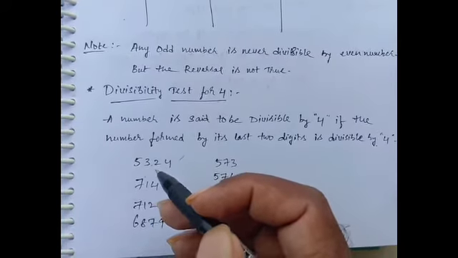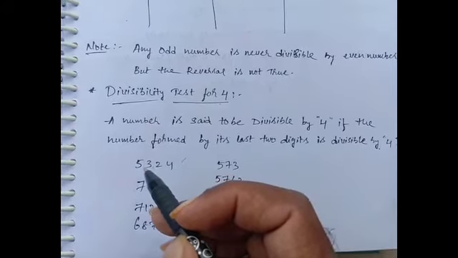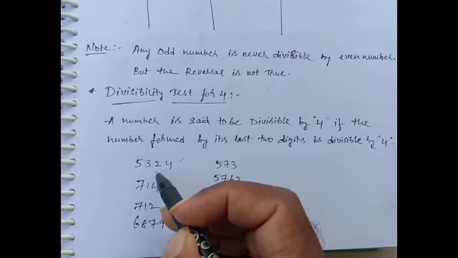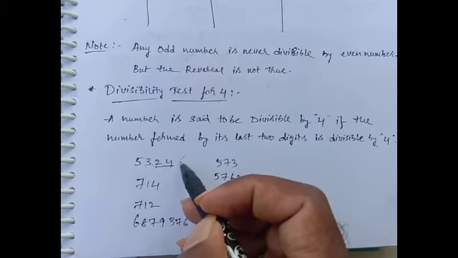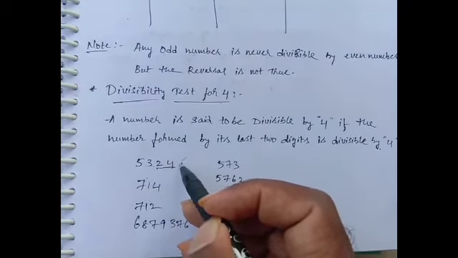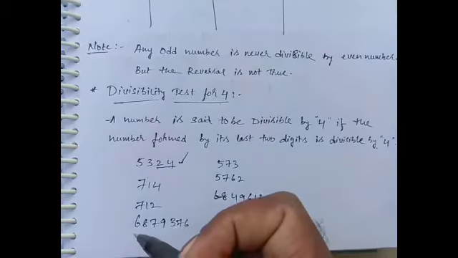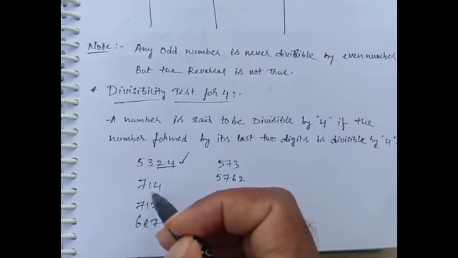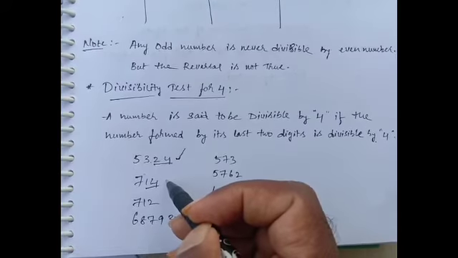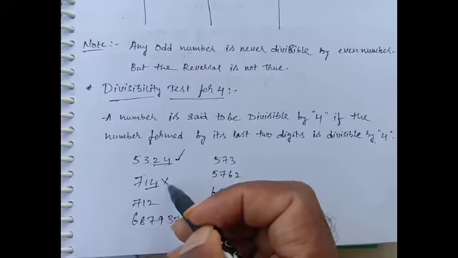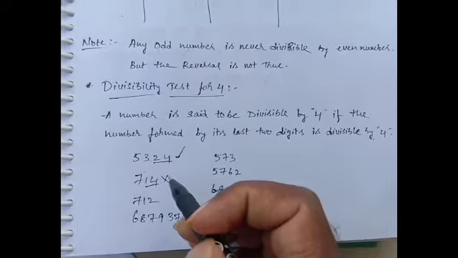The number 5324. In the number 5324, the last two digits are 24. The 24 is divisible by 4. Hence we can say the number 5324 is divisible by 4. The next number is 714. The last two digits of this number are 14, and 14 is not divisible by 4. So we can say the number 714 is not divisible by 4.